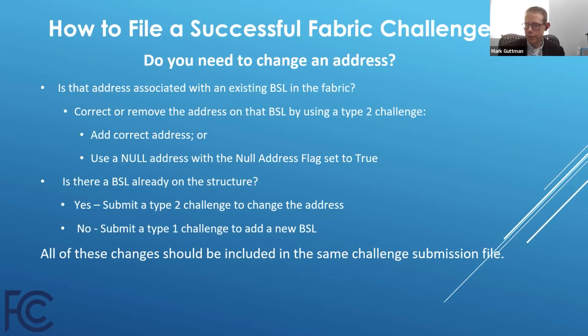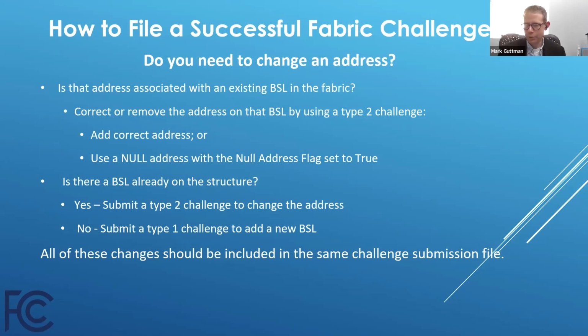So your first test is what the major bullet is indicating. Is the address you wish to modify already existing with an existing BSL in the fabric? If it does, then you have two choices. You can either correct the address, so this is the address on the point that you want to remove from, or you can null that address out. Either of those two answers, if you will, free up the address so it can be used in your next step.